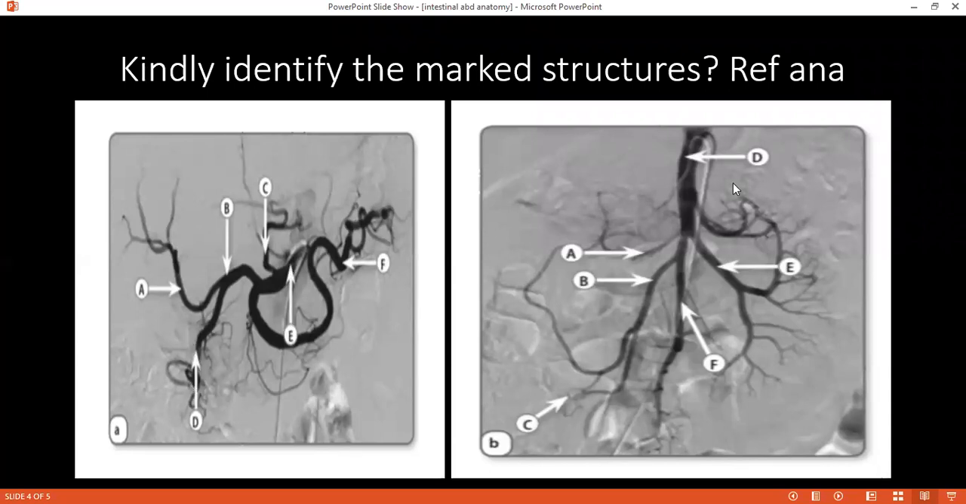Moving on to picture B. If you can identify.